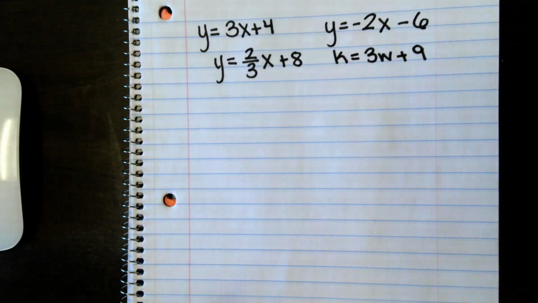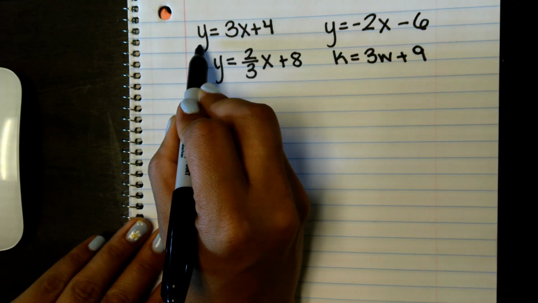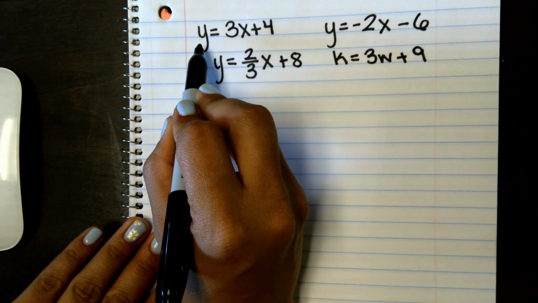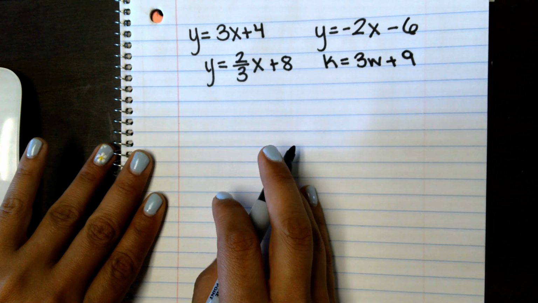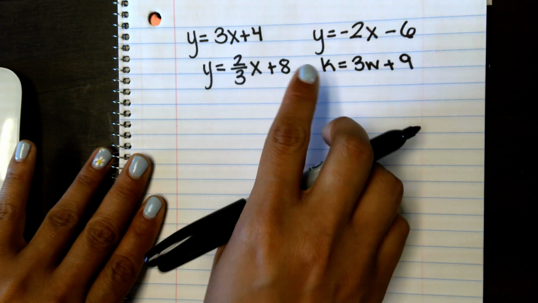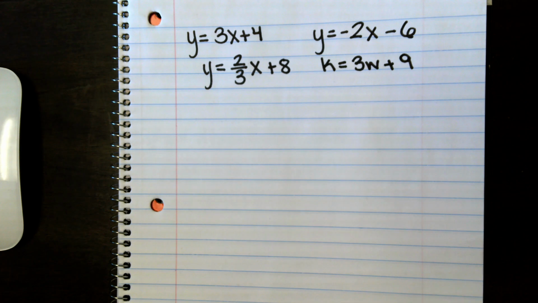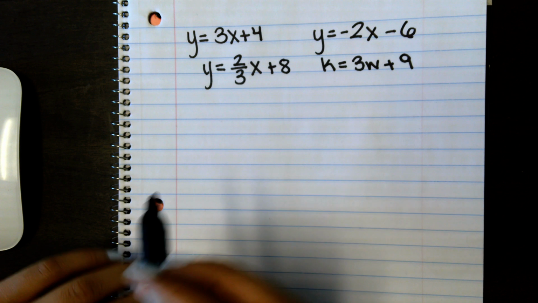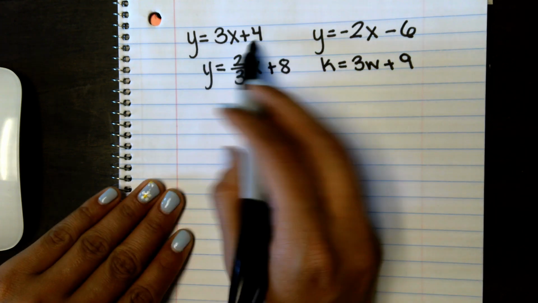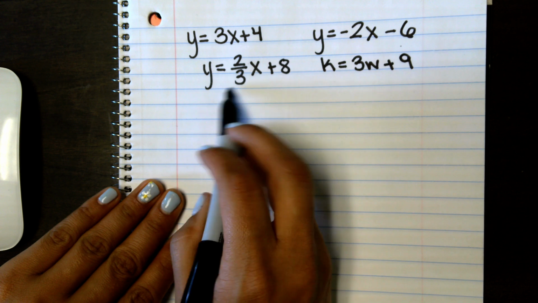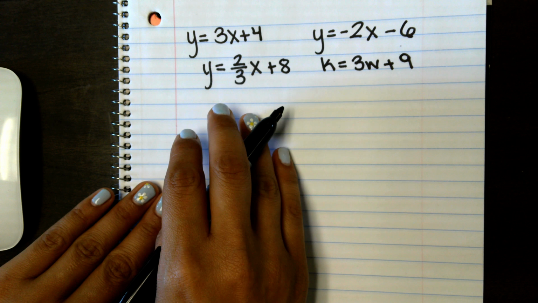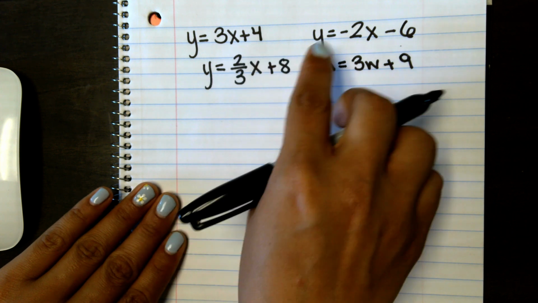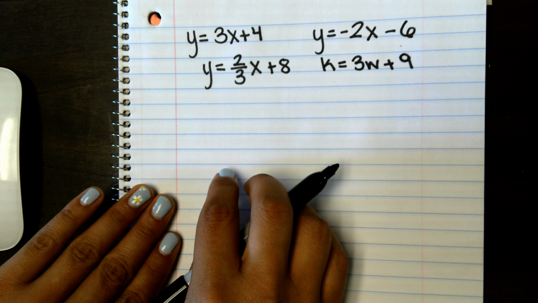Whenever you see an equation that is written in this form, and if you want to pause the video and look at what these all have in common, you can. But when you have an equation that's written in this form, what you have is the equation of a line written in slope-intercept form. If you were to plug any of these equations into a graphing calculator, you would get a straight line. They would all look different because there are different numbers, positives and negatives, but all of them would be straight lines.